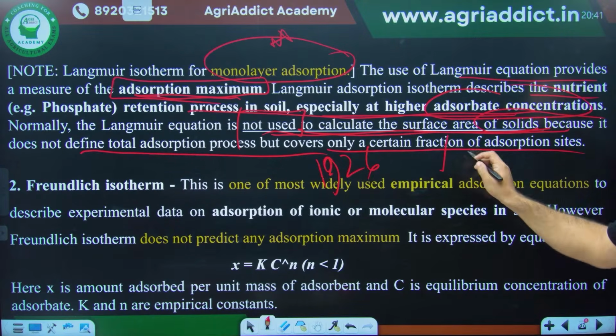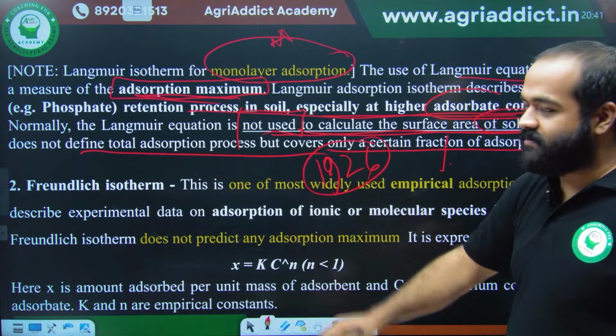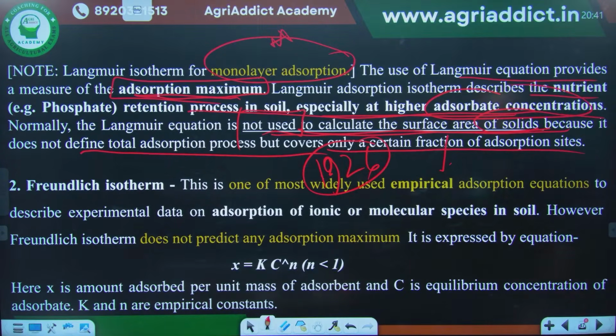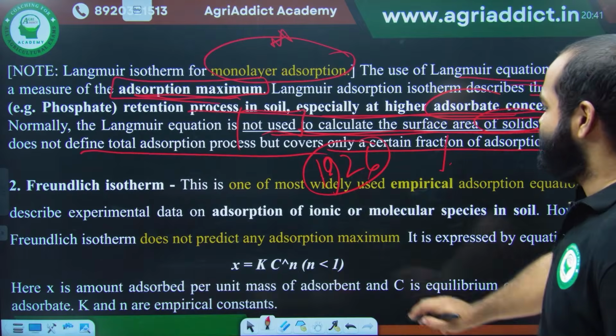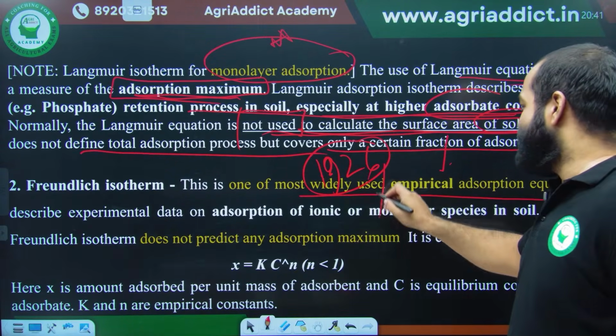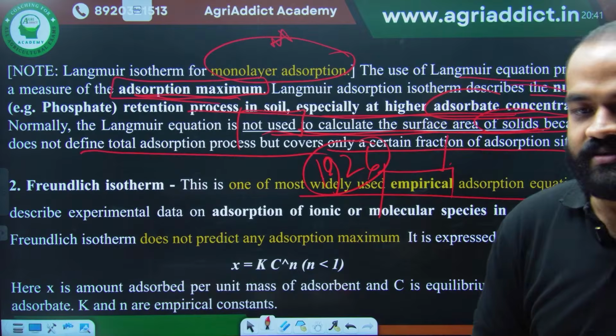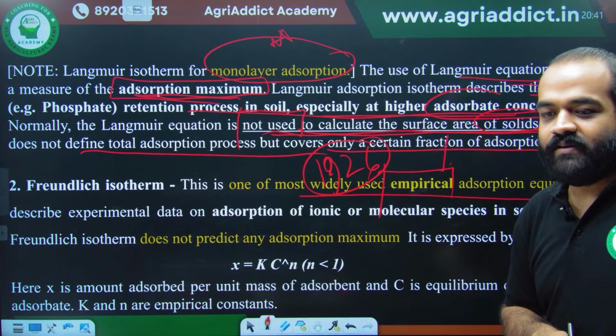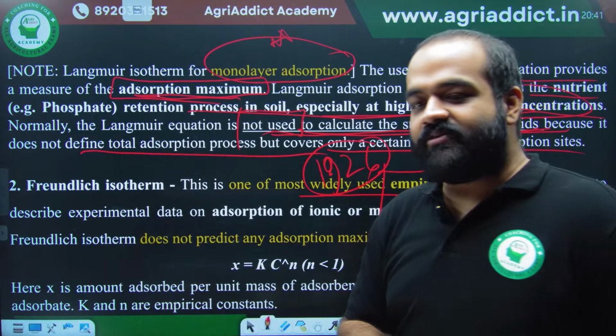Now coming to Freundlich, you can see 1918 से हम 1926 में आ गए, so it is almost 8 years later. 8 years later क्या हो रहा है? This is one of the most widely used empirical adsorption equations. Can anyone tell me what is the empirical equation? Anyone? Just 1 or 2 words. Can you tell me what is empirical? Empirical equation का मतलब क्या है?